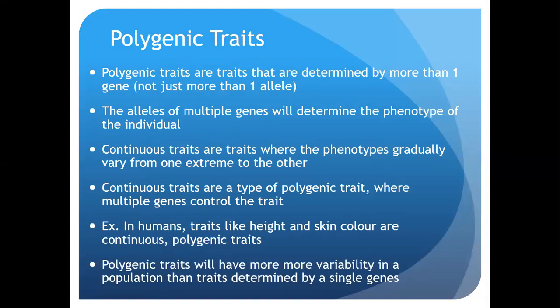Continuous traits are traits where the phenotypes gradually vary from one extreme to another. So instead of just being tall or short, there's a whole continuum of different heights that humans could possibly be. Continuous traits are a type of polygenic trait. They're controlled by multiple different genes, which is why there's so much variation in them. An example of that is things like height and skin color in humans. Polygenic traits will have a lot more variability because there's a lot more different combinations of those multiple genes and their alleles.